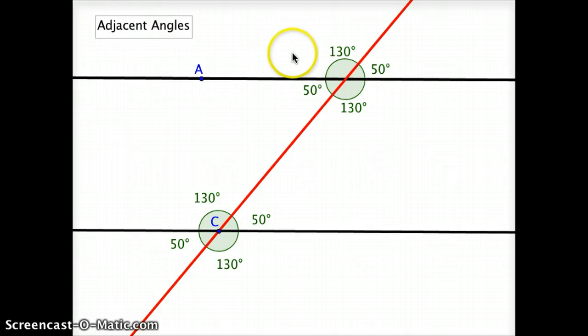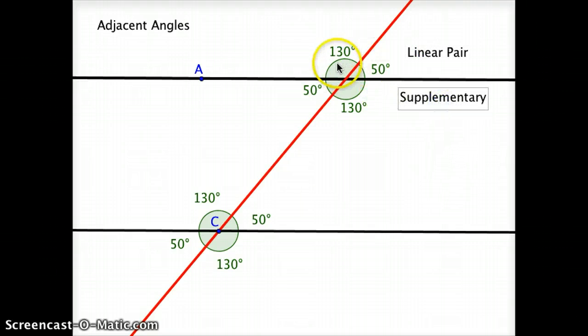Adjacent angles are angles that are next to each other, such as this 130 and this 50. They're side by side because they both share this transversal as a common side for the angles. Now because those two angles add up to 180, we call them a linear pair. Linear pair angles are supplementary, such as this 130 and 50, and you could repeat that as well down here.